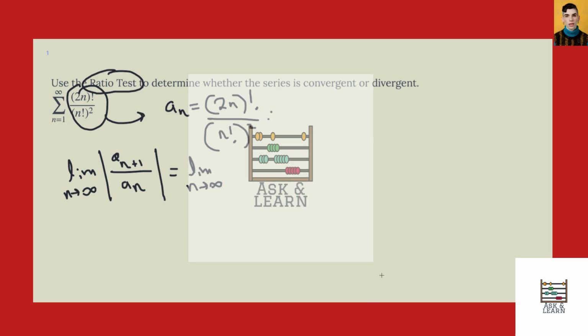So the numerator, let me do this in red. This is (2n+2)!. So notice that if you increase n to n+1, this is (2n+2)!, and then we have ((n+1)!) squared, divided by a_n.